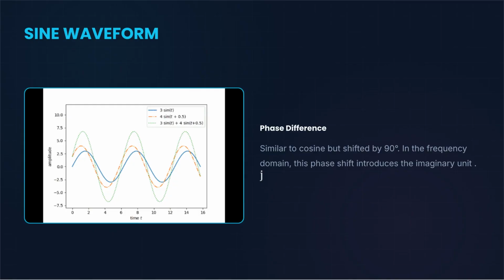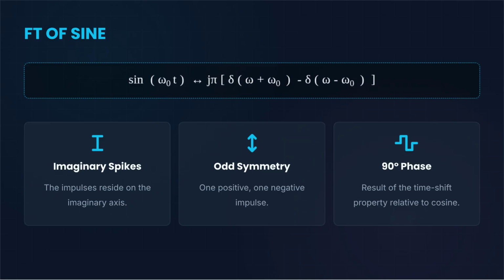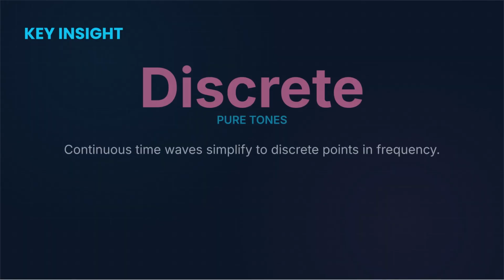The sine waveform is similar to the cosine, but it is shifted by 90 degrees. This phase difference introduces the imaginary unit j in the frequency domain representation. The Fourier transform of the sine function yields imaginary spikes with odd symmetry. The result is a 90-degree phase shift due to the time shift property relative to the cosine. The key insight is that continuous time waves, like sines and cosines, simplify to discrete points in frequency. These are the pure tones we observe in the spectral domain.